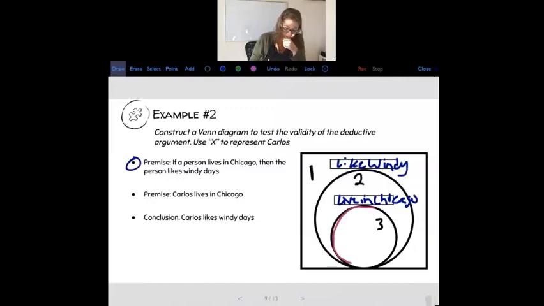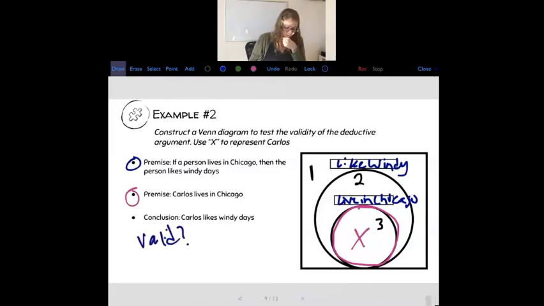Here's our "live in Chicago" set, the set of people who live in Chicago. Carlos is a member of that set because premise 2 is saying that Carlos lives in Chicago. So this was premise 2 that allowed us to draw X. And now we talk about, is it valid?